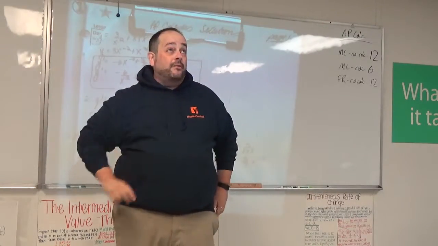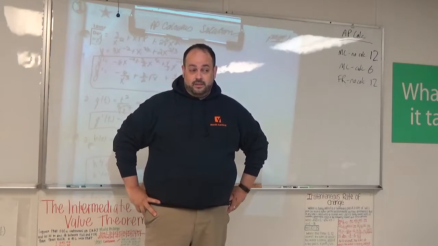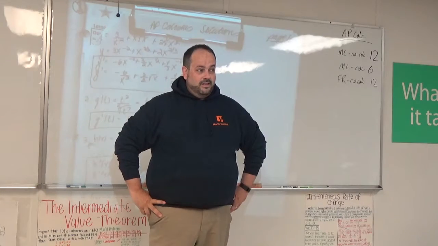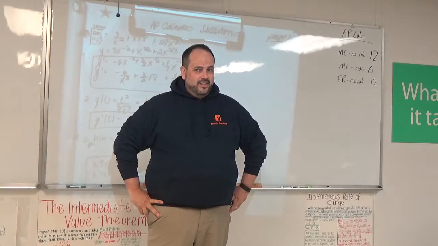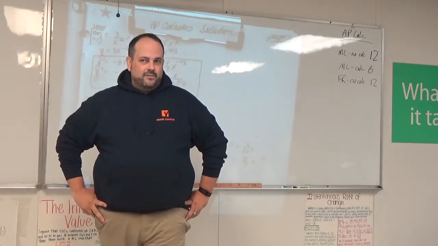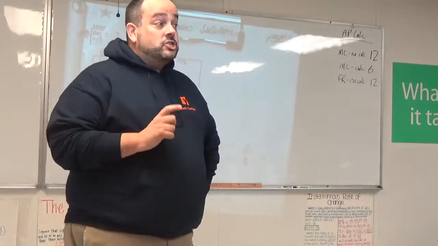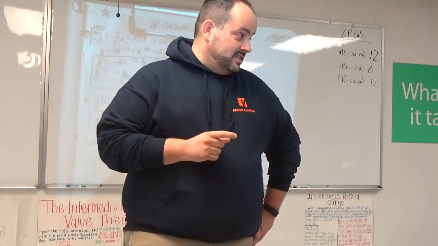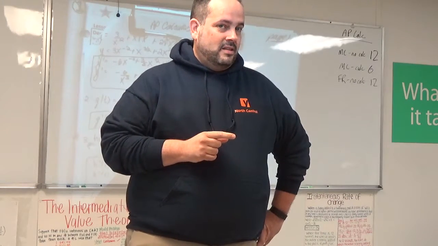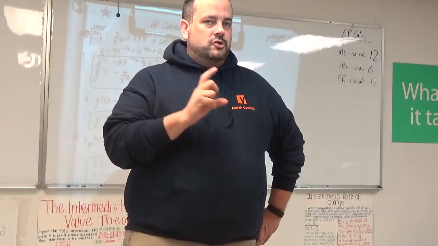Okay, derivative of 1 over x. Negative 1 over x squared. Derivative of 1 over x is negative 1 over x squared. Derivative of the square root of x is 1 over 2 square roots of x.